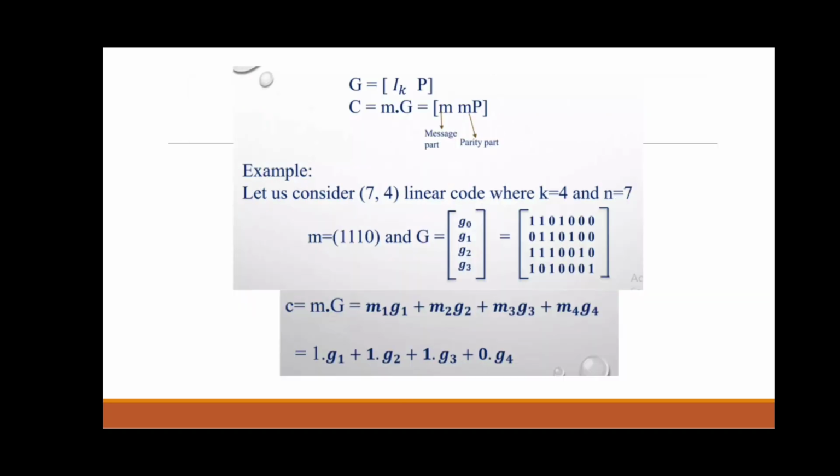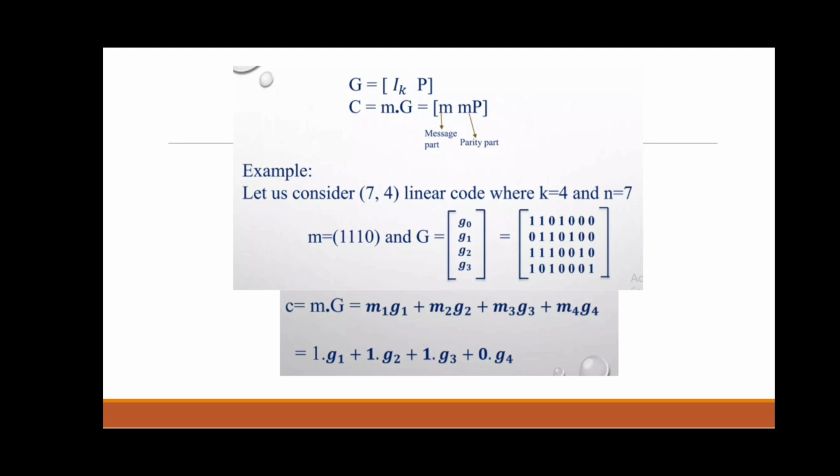So G can be written as [Ik P], where Ik is the identity matrix of size K cross K, and P is the parity matrix. So C is equal to MG, as we have already discussed earlier.